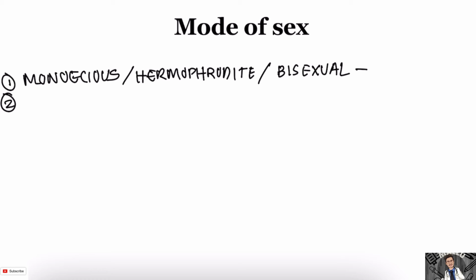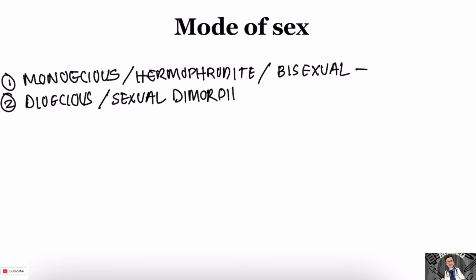Then the opposite one, like we call it as dioecious, or which shows sexual dimorphism. Another term we call it by unisexual, which means this organism has only one type of sex in that. For example, we humans, we are either male or female. We don't have male and female reproductive system within a single person. You understand this?